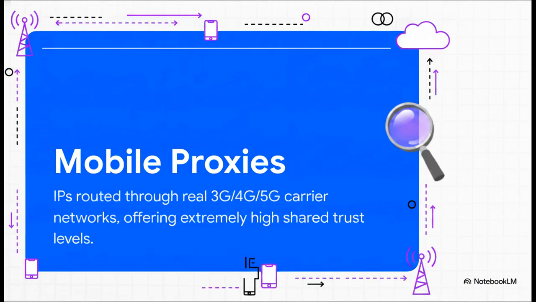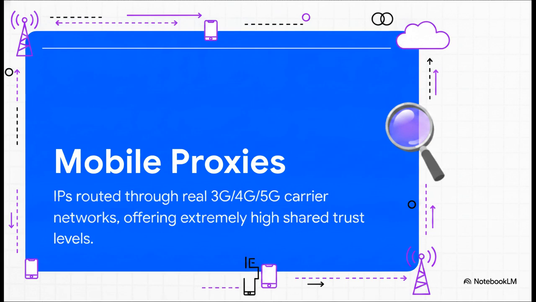These are IPs routed directly through actual 3G, 4G, and 5G carrier networks. And here is a really fascinating technical insight into why these are just so powerful. Mobile networks use something called carrier-grade NAT. Essentially, this means a single IP address might be shared simultaneously by 500 real people walking around downtown Chicago on their iPhones. If a website's security system decides to block that specific mobile IP, they aren't just blocking your bot.